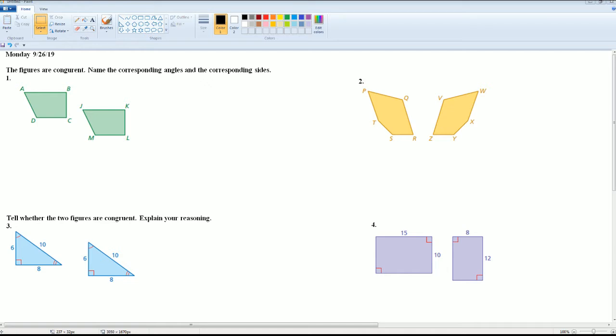We have 1, 2, 3, and 4 here. 1 and 2 ask if the figures are congruent. Name the corresponding angles and the corresponding sides.